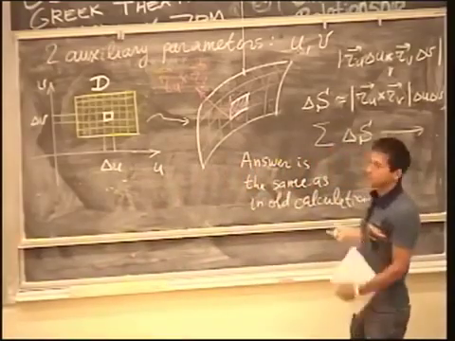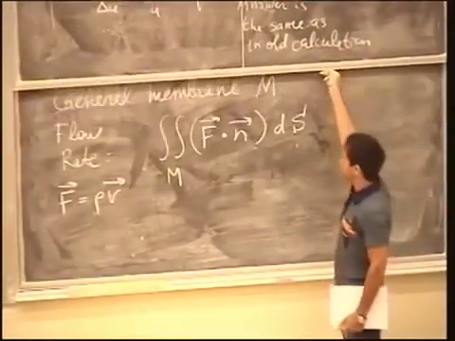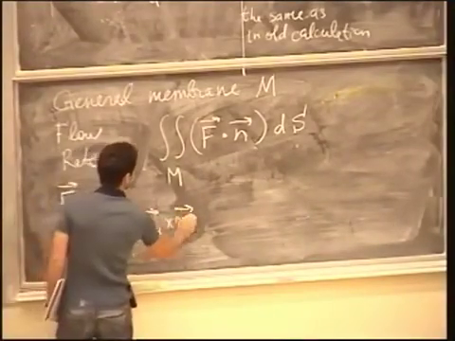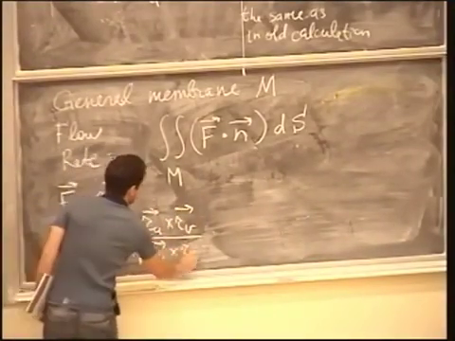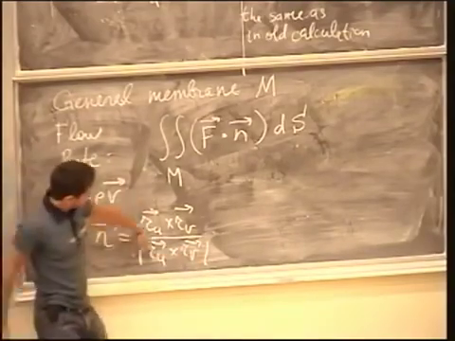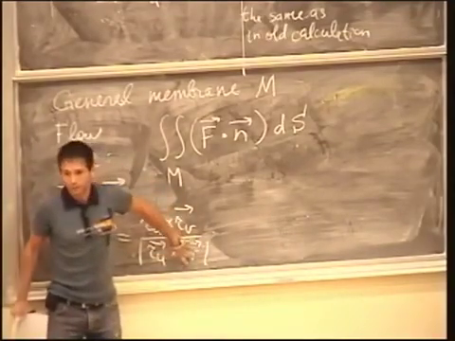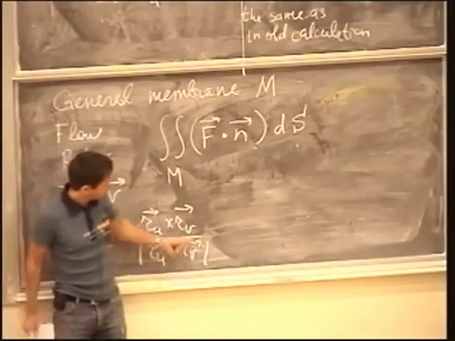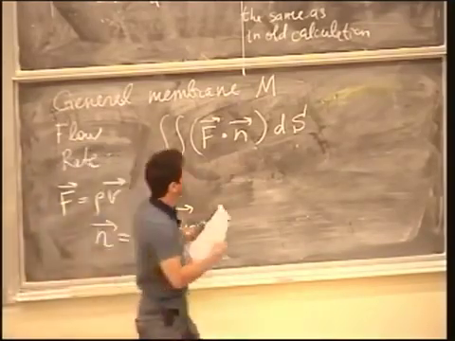But let me just write a formula instead, without saying anything more. The formula is that n is Ru cross Rv divided by its magnitude. If you have a vector and you divide it by its norm or magnitude, you obtain a vector which has norm 1. It's always the case. So this is what I should put here instead of n.